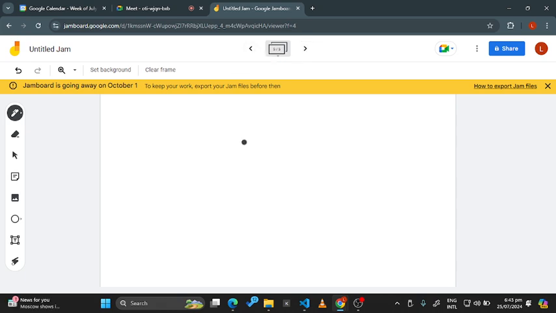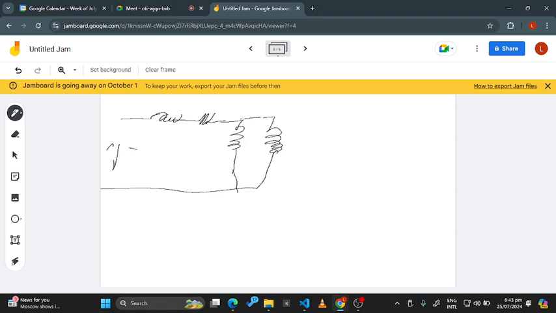for transformers, we have the leakage inductance, right? We have the primary resistance. We have the magnetizing branch. So then we have this. Okay. So we have the supply.